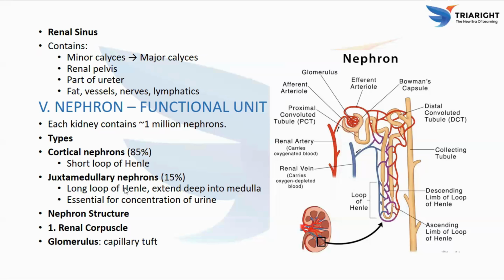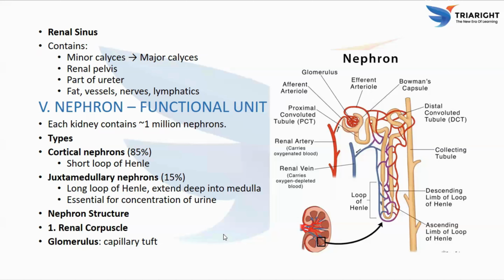The next type of nephron is the juxtamedullary nephron, which is 15%. It is located near the boundary of the cortex and the medulla. It has a long loop of Henle that extends deep into the medulla. So what is the function? It is essential for producing concentrated urine. It helps to save water in conditions like dehydration. So a short loop means common work, whereas a long loop gives a special work like concentrating urine.